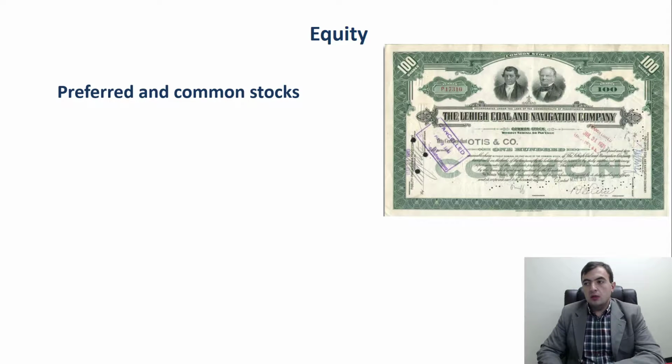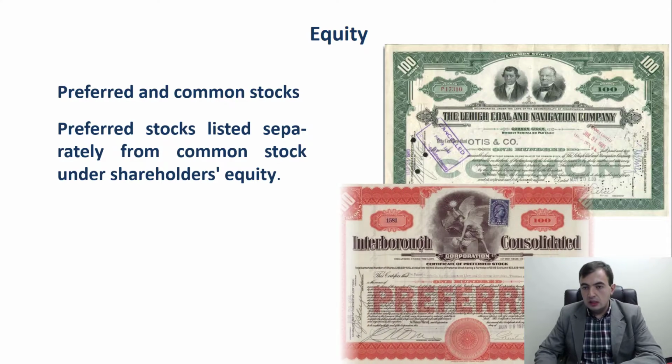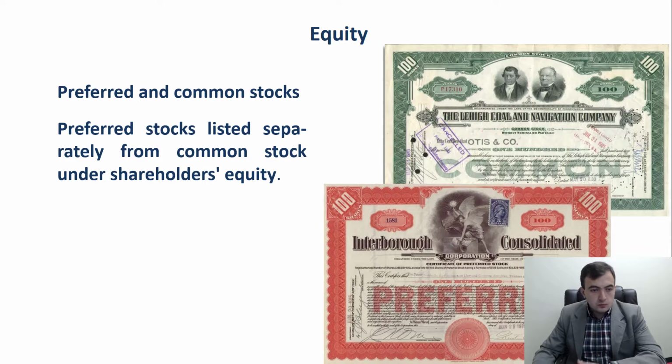And they are differentiated in the balance statement in different accounts, so we want to analyze that one also. They are listed separately. Preferred stocks are listed separately from common stocks under the shareholders' equity dimension, and we want to analyze and understand the proportions of those two main groups.